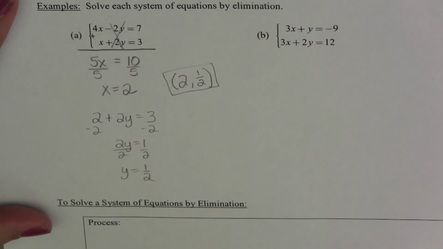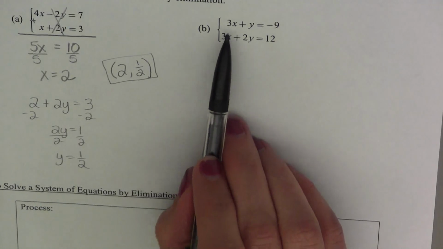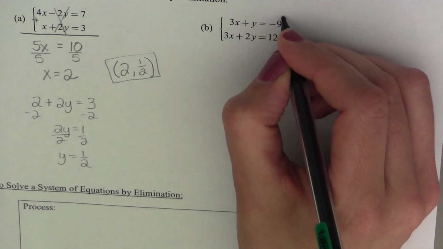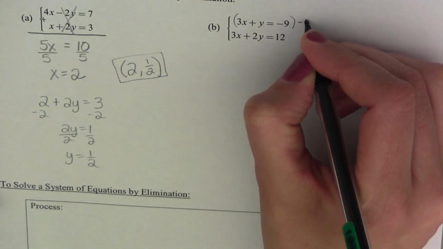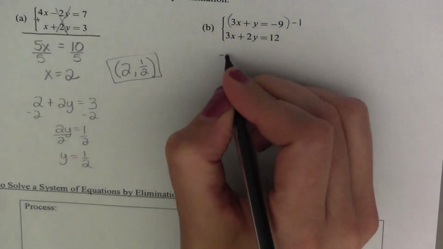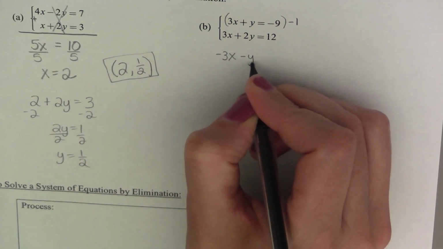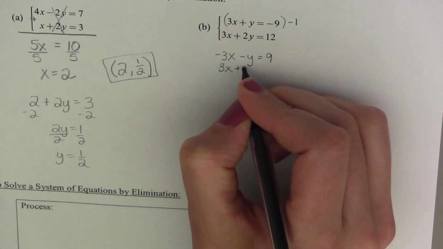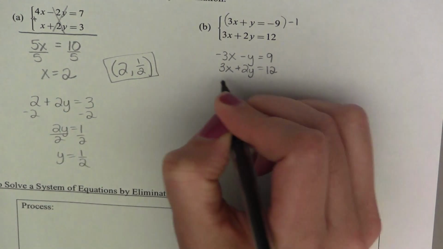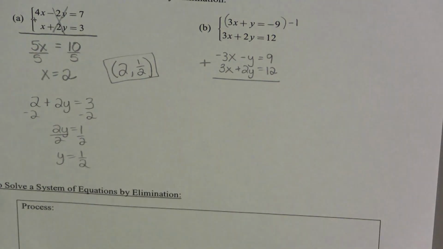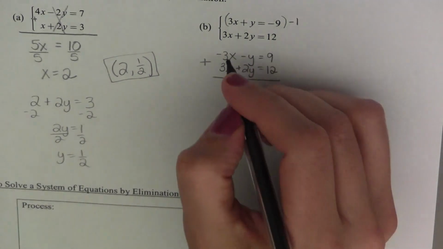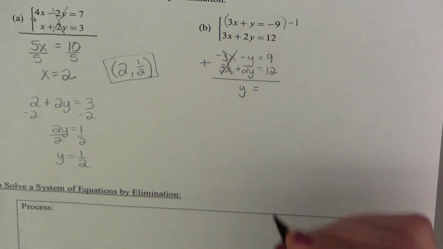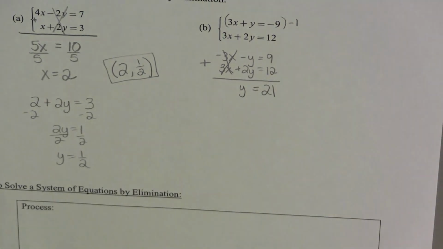Let's just look at this next example. It's very similar. I can see my x's are almost the same, except if I add them, they're not going to cancel. However, if I were to distribute a -1 to everything in this top equation, I could turn it into negative 3x minus y equals positive 9. I could keep the bottom equation exactly the same, 3x plus 2y equals 12. Turn them into one big addition question. Negative 3x plus 3x will be eliminated. Negative y plus 2y will be 1y. And 9 and 12 gets us to 21.